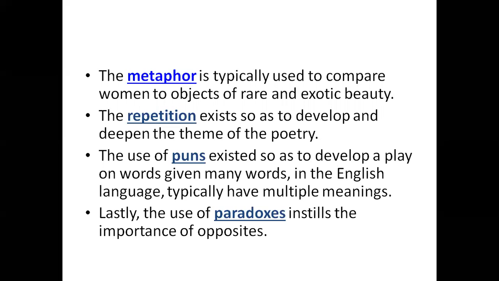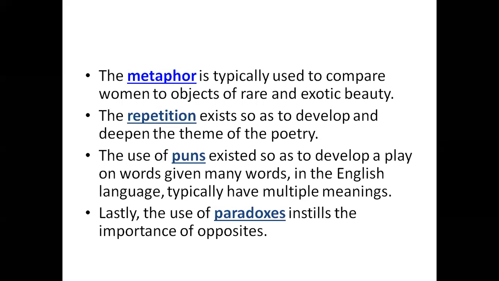Then repetition, जो Elizabethan poetry में exist करती थी, was there to generally develop and deepen the theme of poetry. I'm sure you've read certain poetry where one line is repeatedly mentioned at the end of every stanza, or the last two lines are always mentioned at the end of every stanza in order to bring about the central theme of a poem. Then puns were also used in Elizabethan poetry in order to bring to force the multiple meanings that exist in a word within the English language, and to illustrate the multiple meanings that the poets try to bring forth through their poetry.